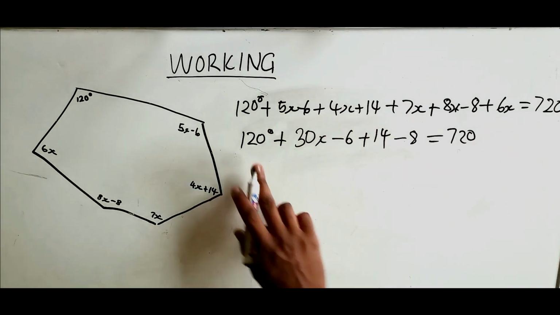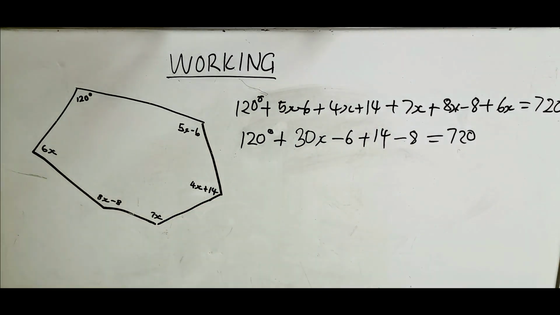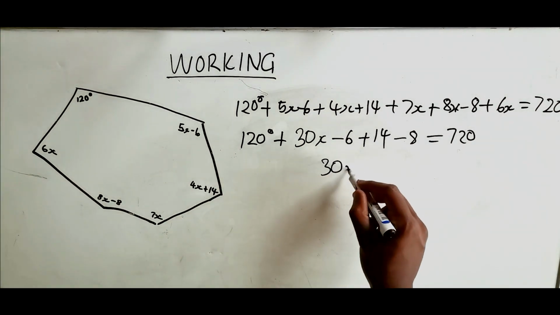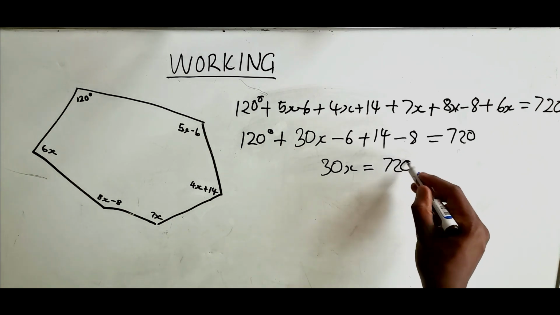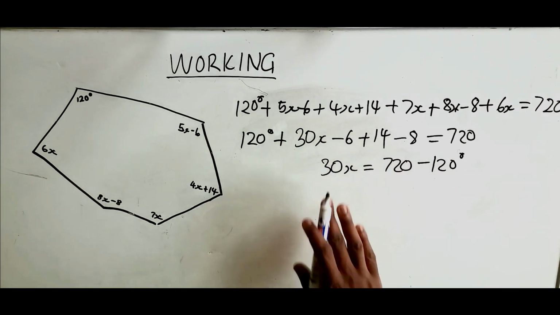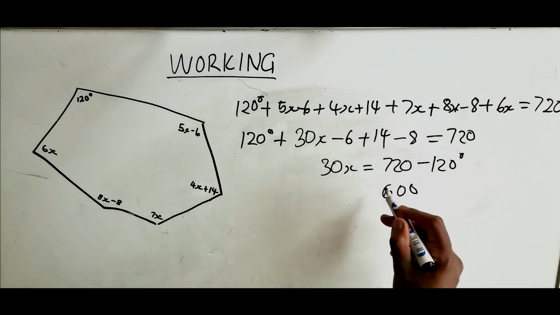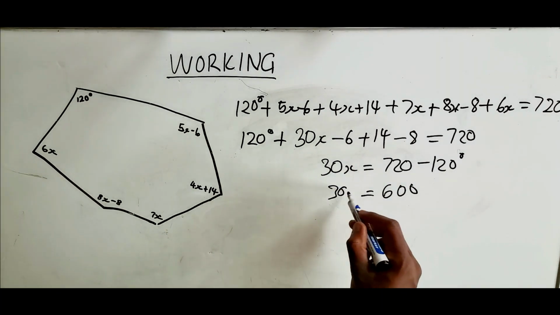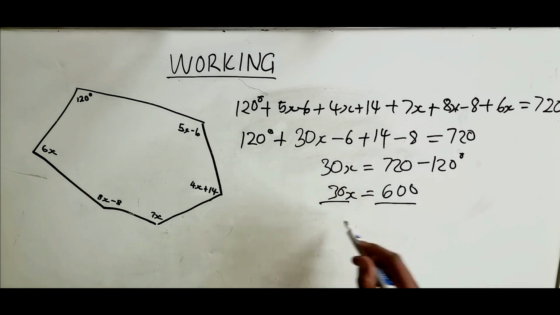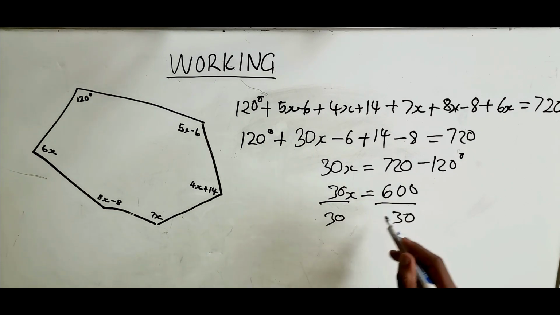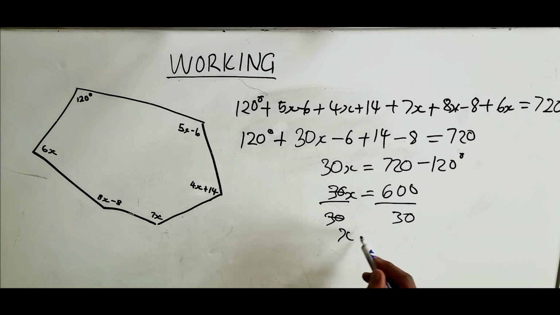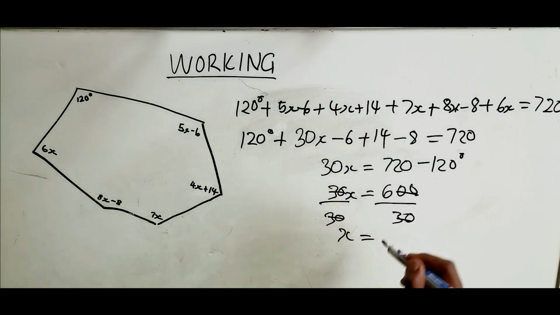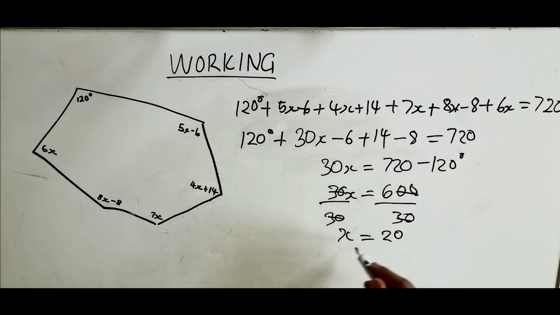Now I have to move this aside, and if you know your equations, you know if you move this aside, it's going to change its sign. Then we have 30x equals 720 minus 120 degrees, and that will give me 600 equals 30x, right? I divide both sides by 30 to isolate x. I get x equals, what's that? That'll give me 20. So now I know x is 20 degrees.